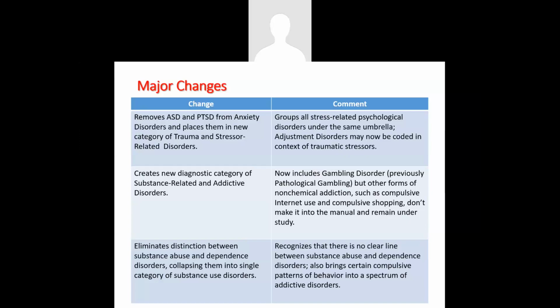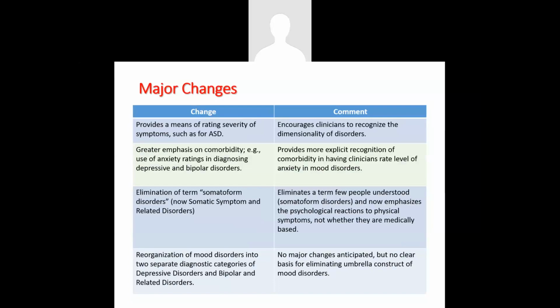There is another new category, substance-related and addictive disorders. It now includes gambling disorder. Other things did not make it in, but gambling is in there. Within that substance-related and addictive disorders category, we eliminated the distinction between substance abuse and dependence disorders. We put them all into one category of substance use disorders. More severity ratings, and greater emphasis on comorbidity, that there are often, usually, more than one diagnosis going on at the same time.